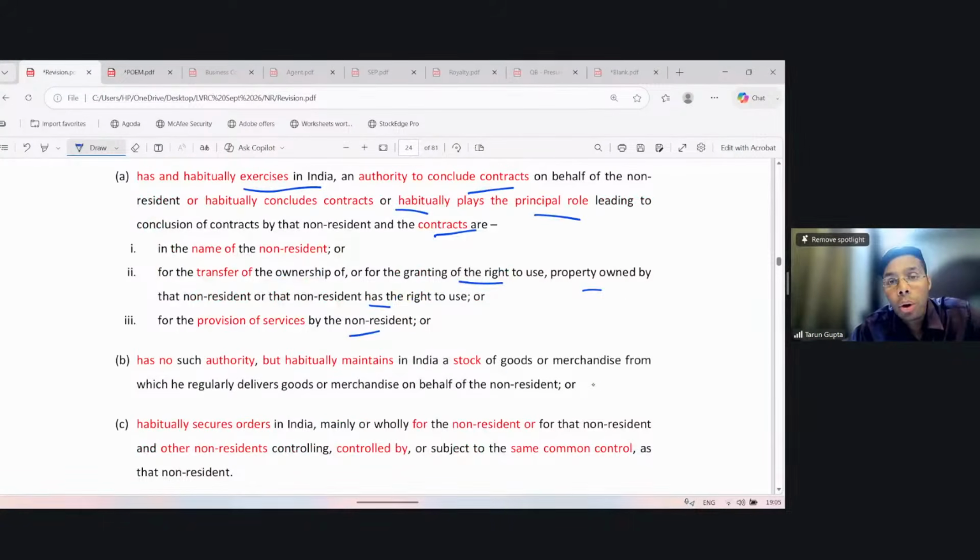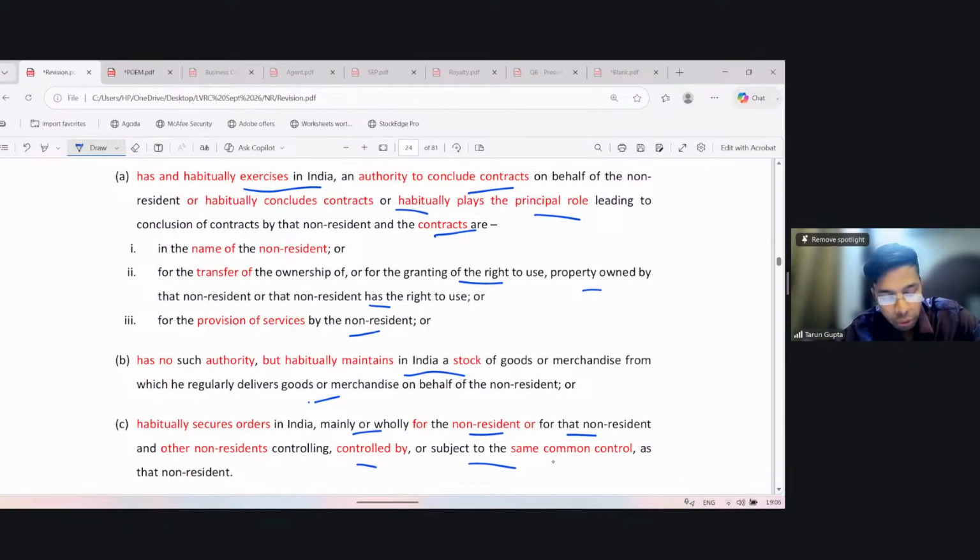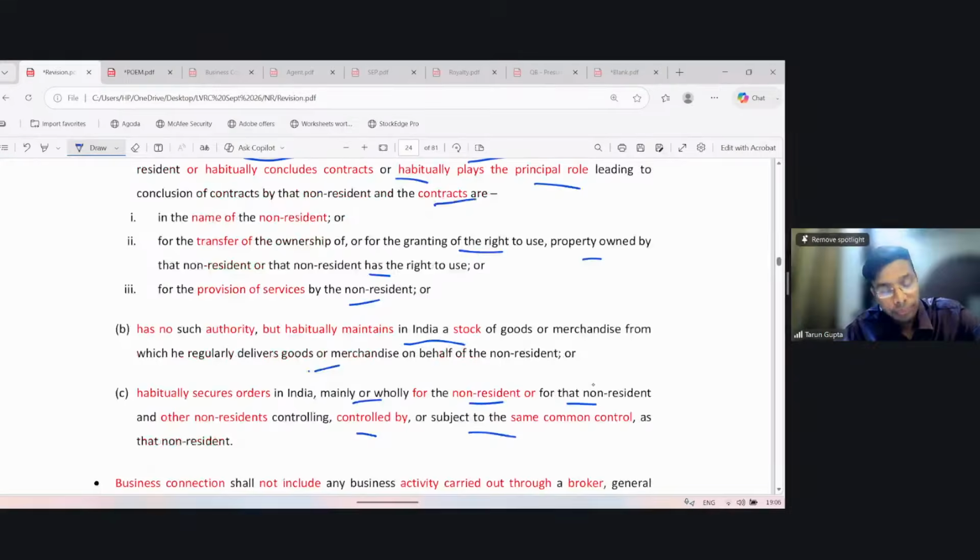If the agent has no such authority to conclude contracts, but he habitually maintains in India a stock of goods or merchandise from which he regularly delivers goods or merchandise on behalf of the non-resident, or the agent habitually secures orders in India, mainly or wholly for the non-resident, or for that non-resident and other non-residents controlled by and subject to the same common control as that of the non-resident.